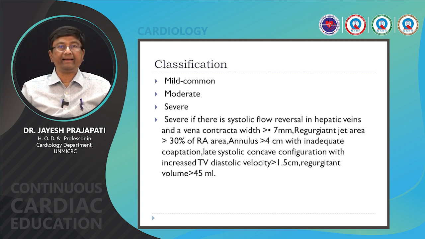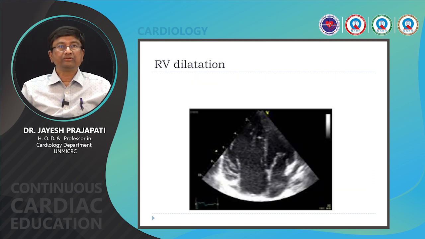Whenever the RV is severely dilated, we see systolic flow reversal in the hepatic vein, vena contracta more than 0.7 cm, regurgitant jet area more than 30% of the RA, annulus more than 4 cm, with inadequate tricuspid coaptation, when the tricuspid leaflets are not closing at all. This is very severe TR. There is a late systolic concave configuration with increased tricuspid diastolic velocity more than 1.5 and regurgitant volume more than 45 ml. So this is severe RV dilatation. It is larger than the LV cavity, with a non-coapting tricuspid valve and severe TR.